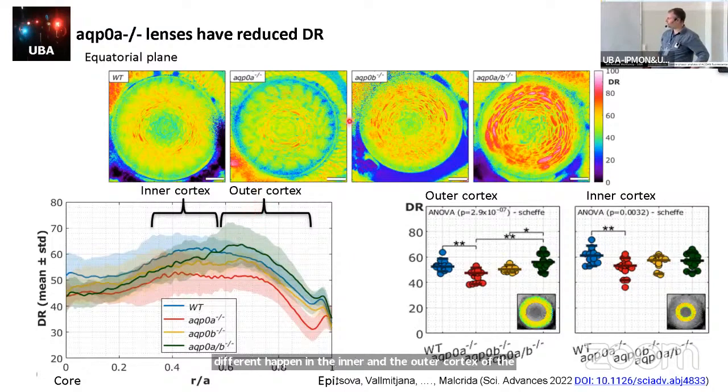And all these measurements were done at the stage of maturity of the lens. It was, I don't remember, 4 or 5 days. And this was completely significant in all the analyses. And I want to stress again, this was about 100 animals per condition.